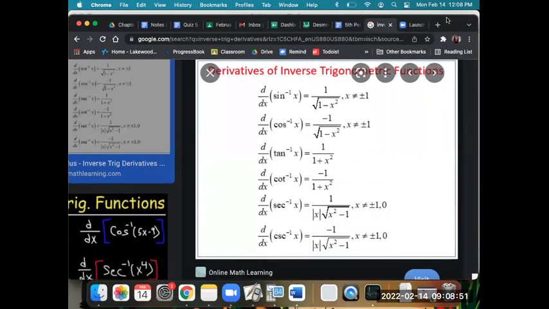There we go. So we kind of have these. I have them roughly in the same order. First two go in the first row, second two go in the second row, last two go in the third row.